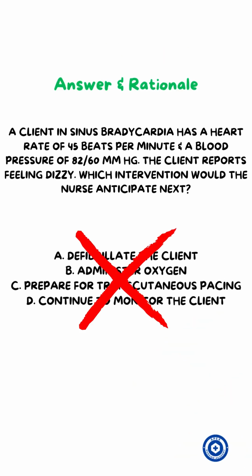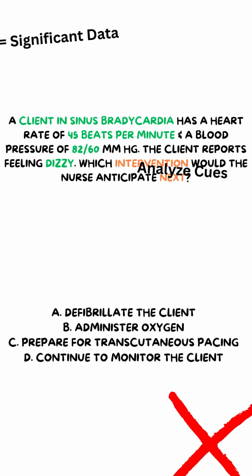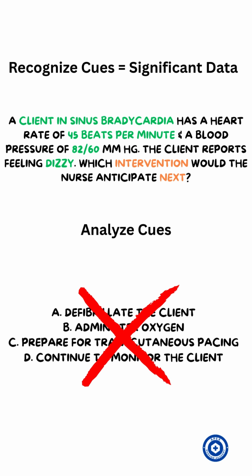Now, you guys know the number one test taking strategy by Apex Nursing Academy is to repeat the question. Do not drop down and try to answer anything. Don't even look at the answers. Read your question again so that you can begin to recognize those cues. Recognizing cues is just picking up significant data from the question. And you want to give your mind time to process and start focusing on what the question is asking you.